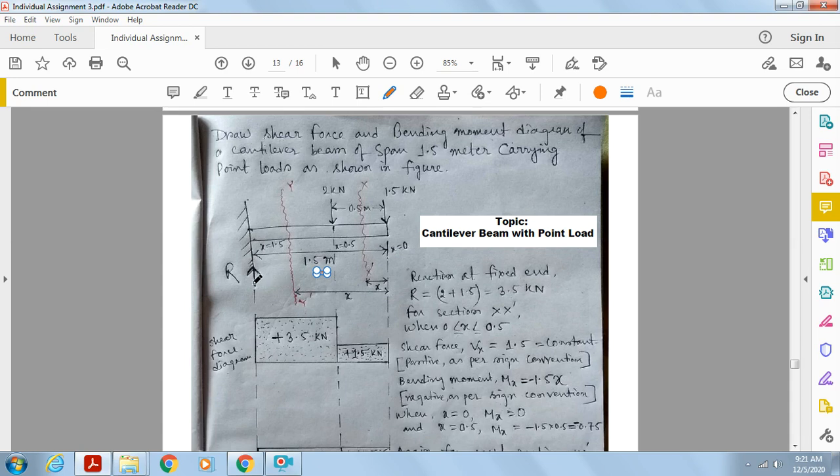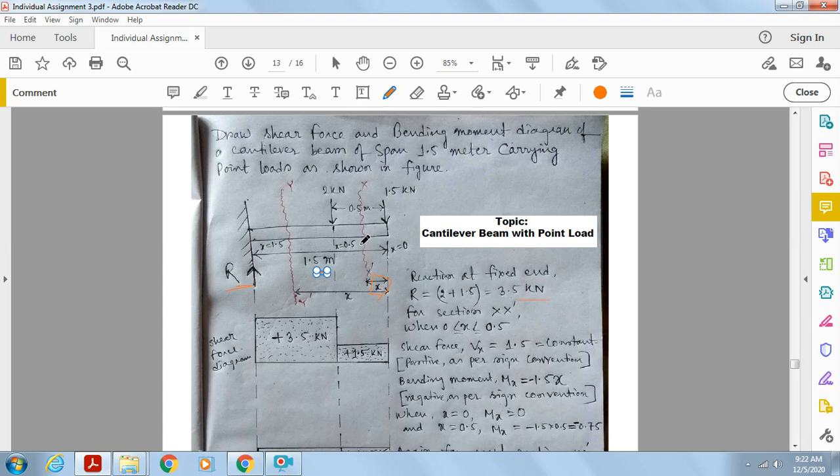Now what is the value of the reaction R? The total vertically downward force will be balanced by the vertically upward force. So R will be equal to 2 plus 1.5, that is 3.5 kilonewton. Now we will consider a section x dash at a distance x from the right side of the beam. This is the general procedure, and we will consider this only.